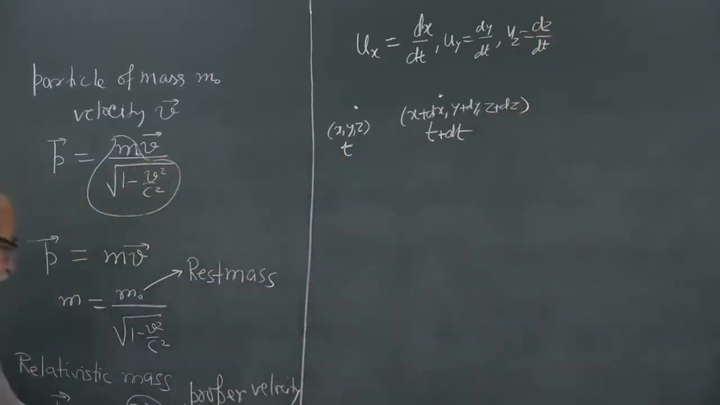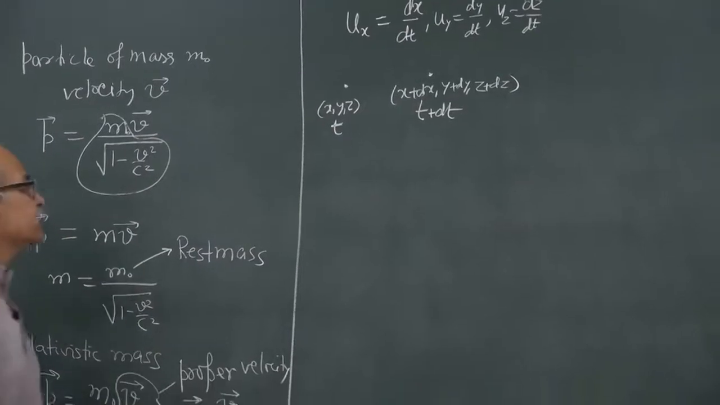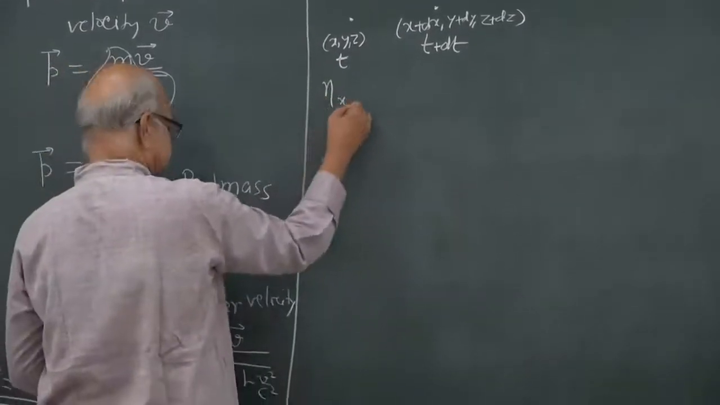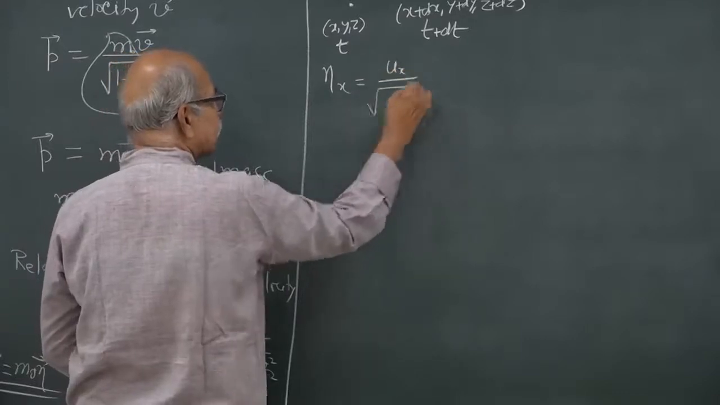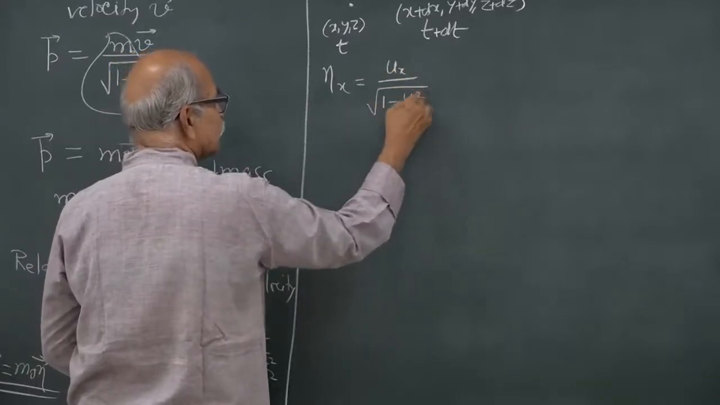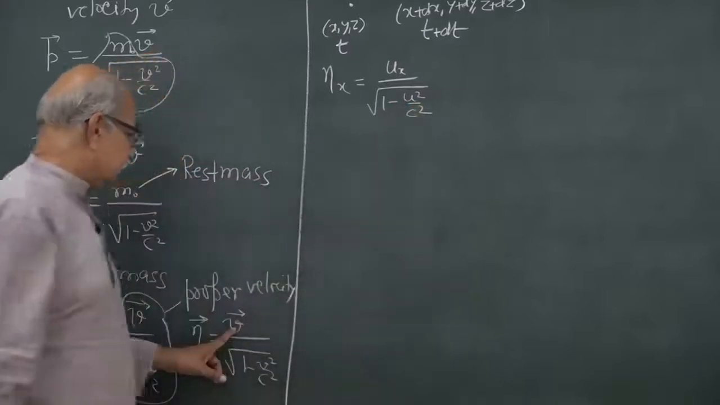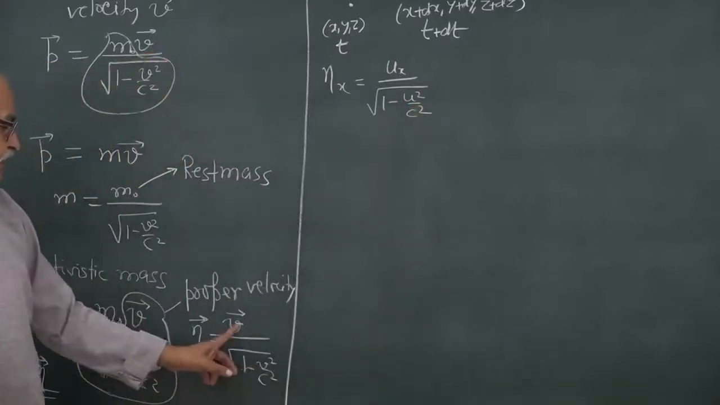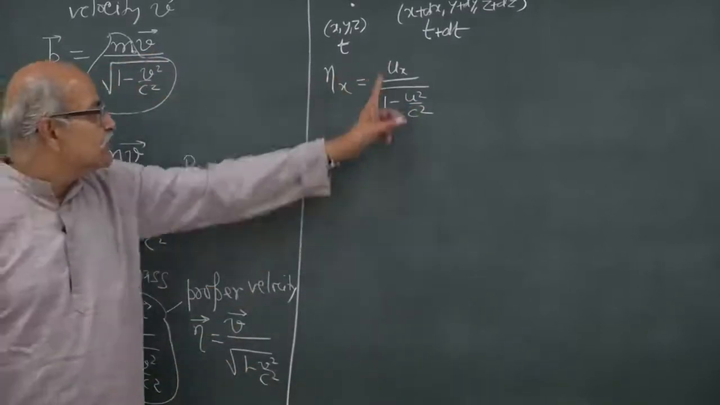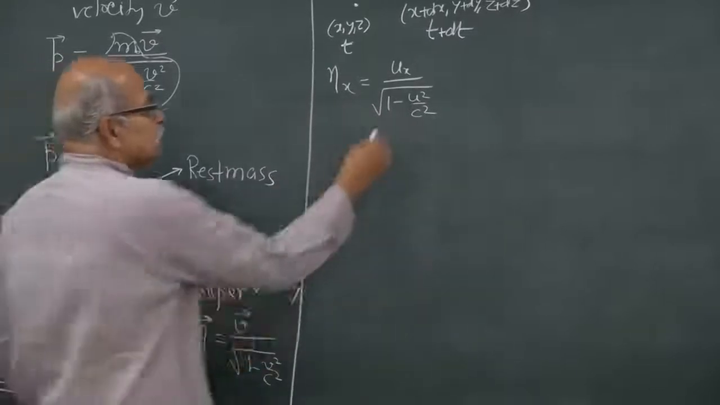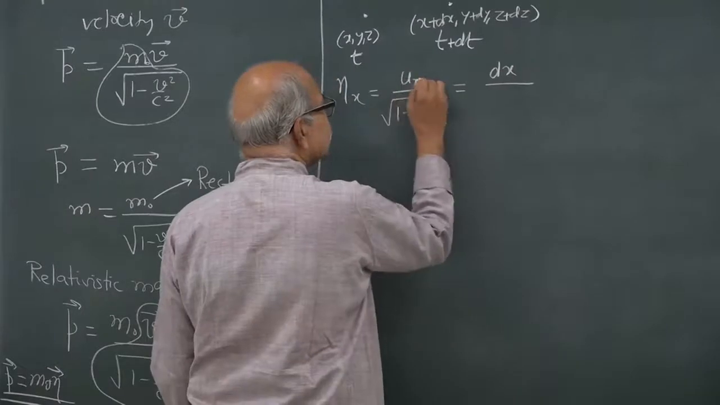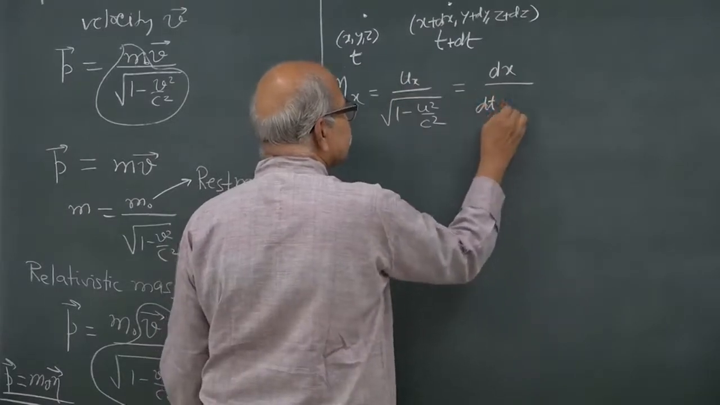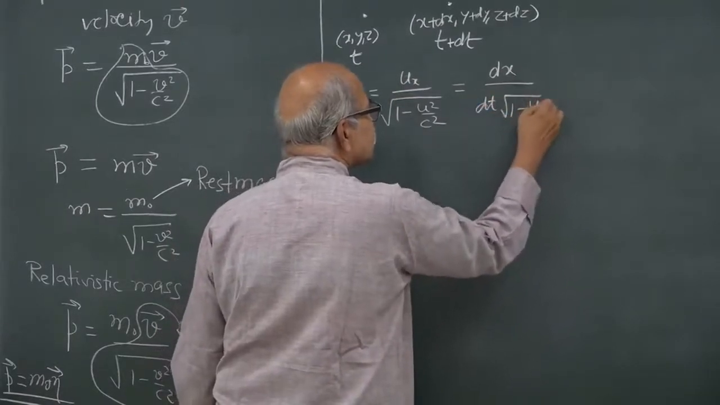What is eta x? Look at here. What is eta x? Eta x is ux divided by square root 1 minus u square by c square, right? Particle speed here and velocity here, x component. So, it is this. So, this is equal to dx dt, ux is dx dt, and then square root 1 minus u square by c square.